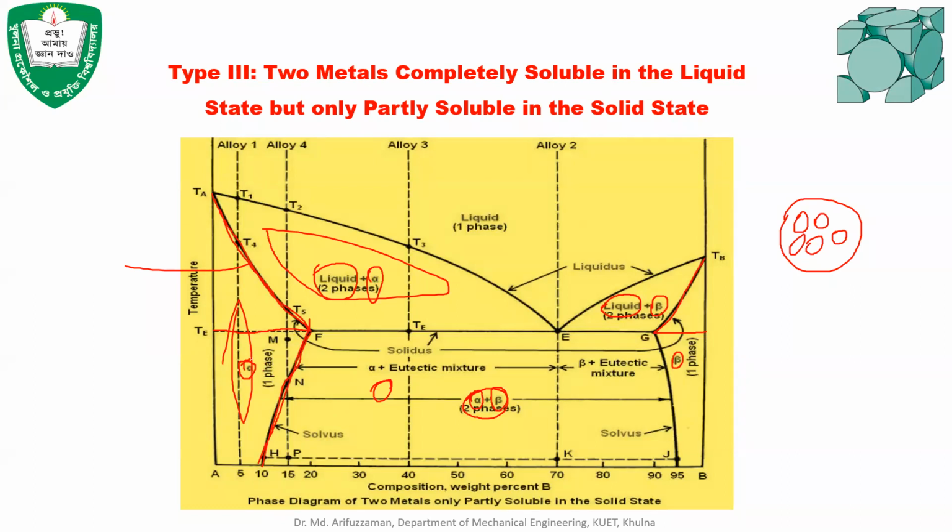So this will be alpha. Alpha will be one single phase, and beta will be another single phase. And this region will have two phases, alpha and beta, the mixture of alpha and beta. Any question in here?